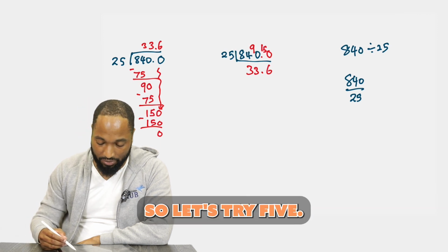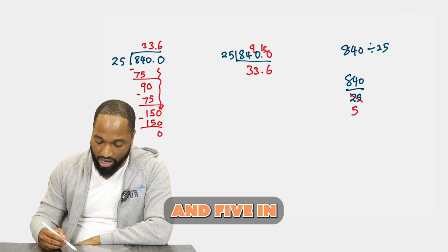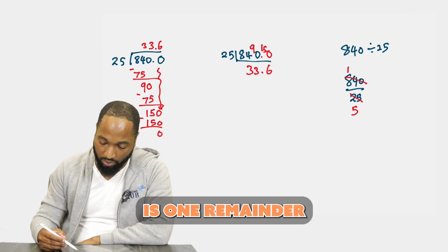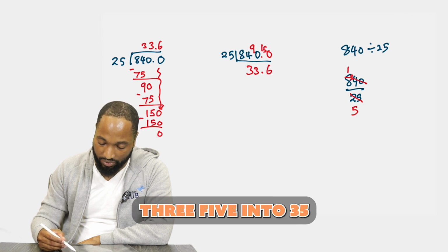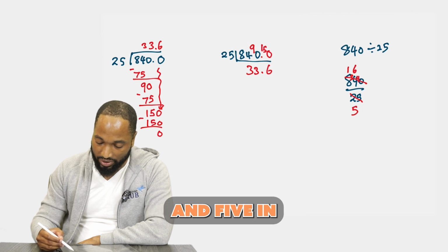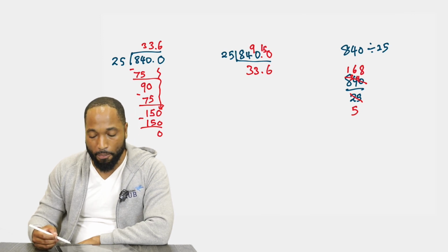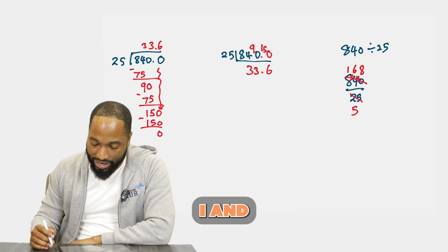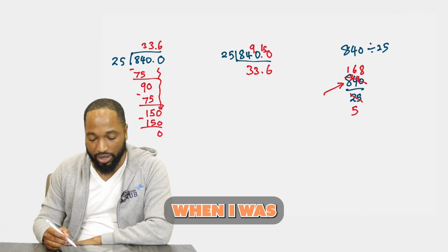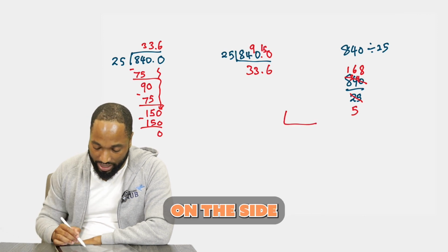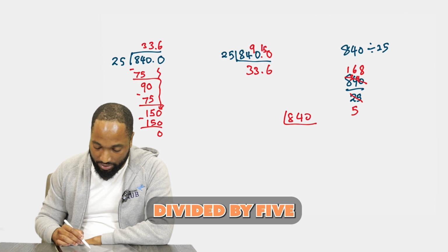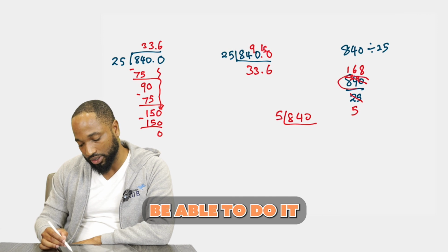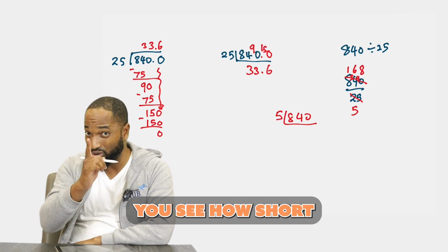So let's try 5. 5 into 25 is 5. And 5 into 840: 5 into 8 is 1, remainder 3. 5 into 34 is 6, remainder 4. And 5 into 40 is 8. Now that I have reduced with an easy division, 5, I also did short division here when I was reducing. I could do it on the side, so I could do 840 divided by 5 and do my short division there. But you must also be able to do it in a reducing case. See how helpful short division is?